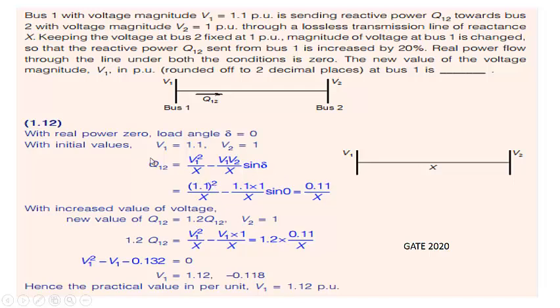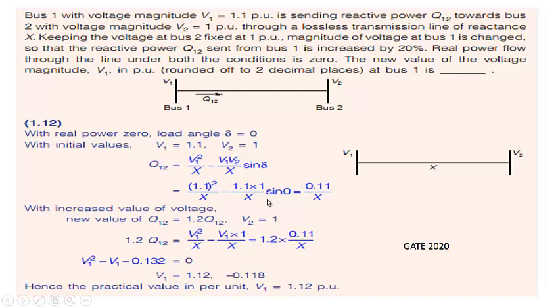But here, since we have to calculate this at the sending end, this QS will be equal to V1 square by X minus V1 V2 by X cos of delta. Here it is not sin delta, it is cos delta. It is a misprint over here. Please try to correct this. Please read it as cos of delta. So this will be V1 square by X minus V1 V2 by X cos of delta.